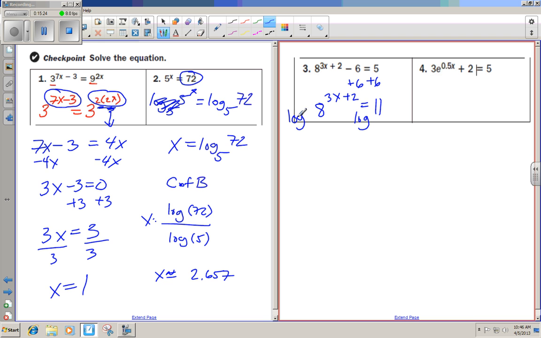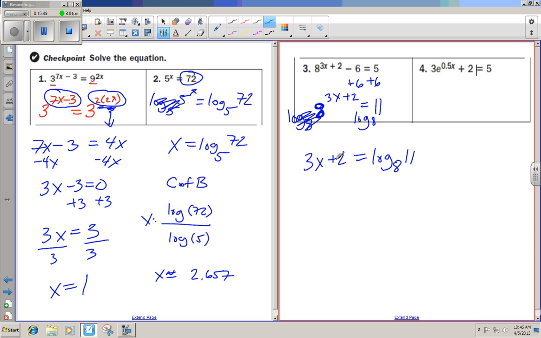Now, we're taking the log. Here's an exponential of base 8, so we need to take a log of base 8. Because, again, for the fourth time, an exponential base is undone by a log base. So that cancels. You get 3x plus 2 equals log base 8 of 11.